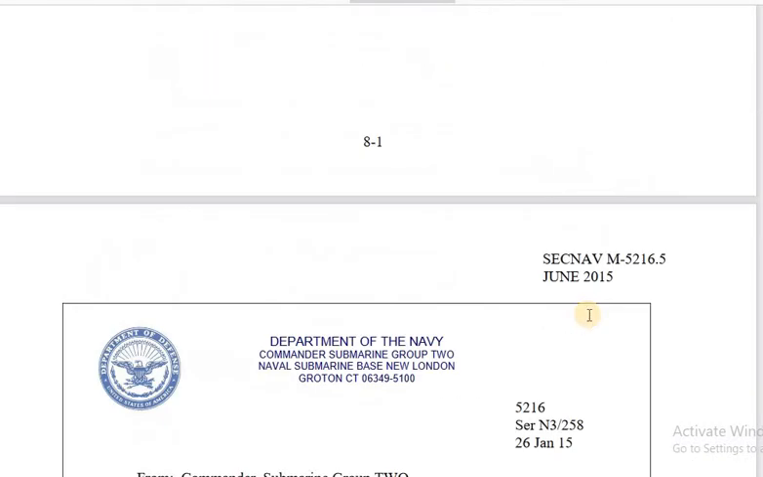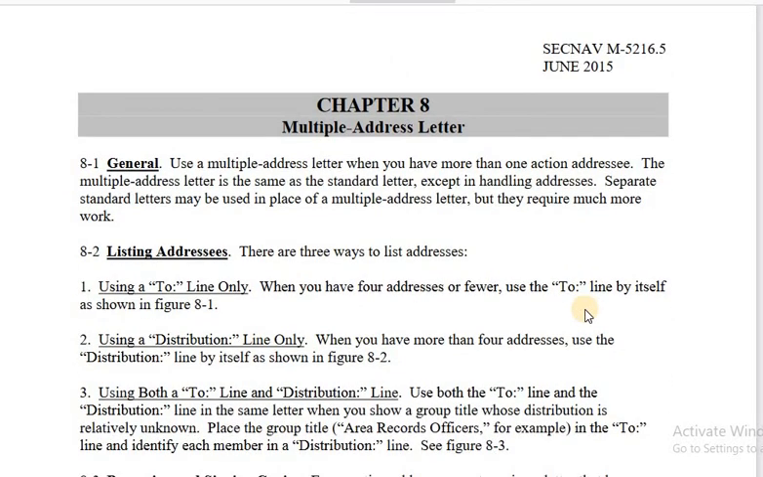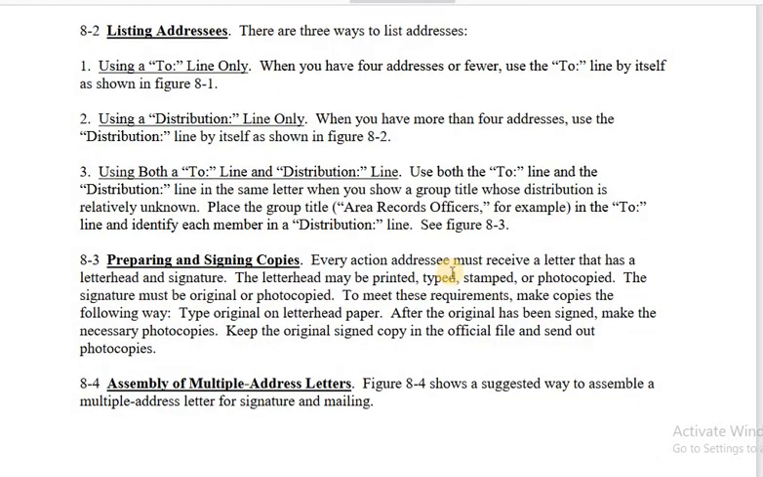And boom, that is Chapter 8 of the Correspondence Manual. As I said, 5 minutes or less video. Big things: What is distribution? What is to? How many people? And you send the copies after it's been signed.